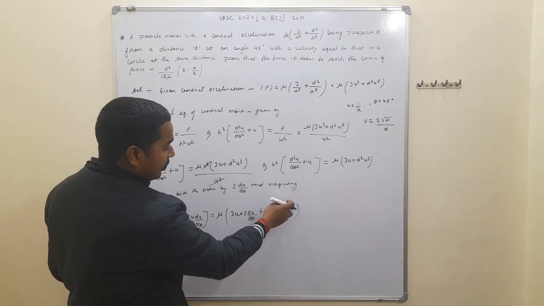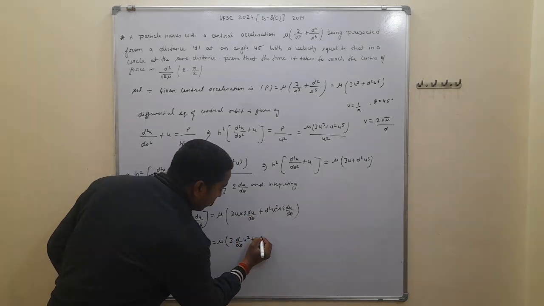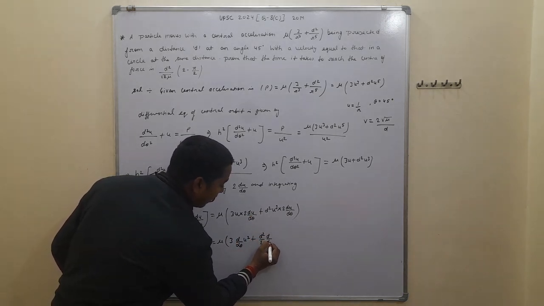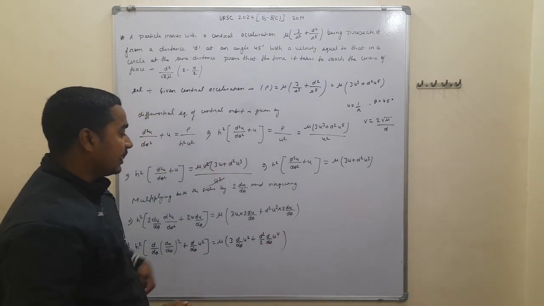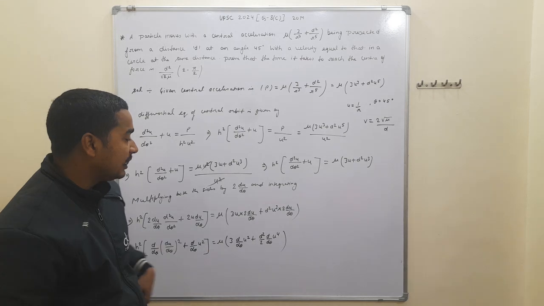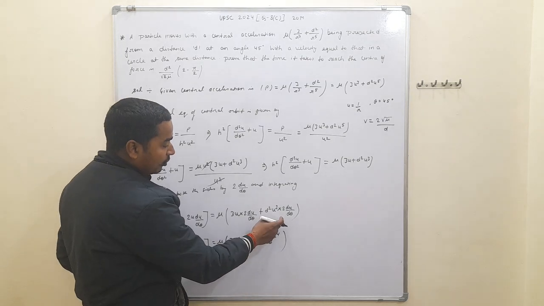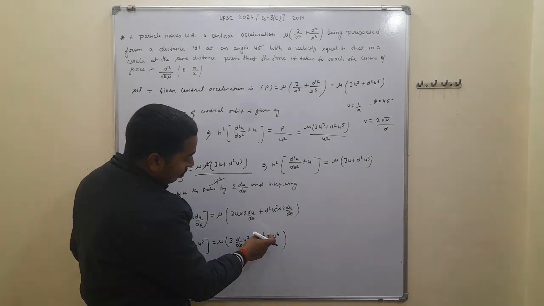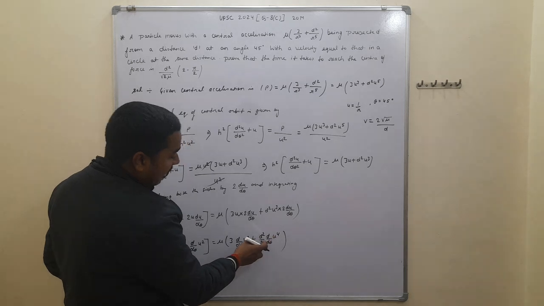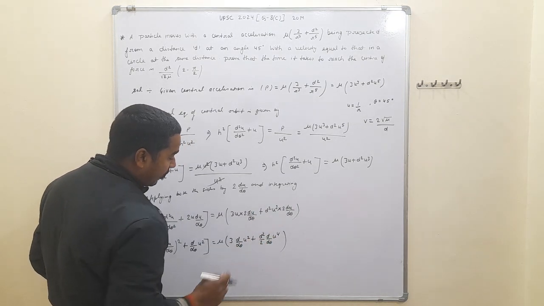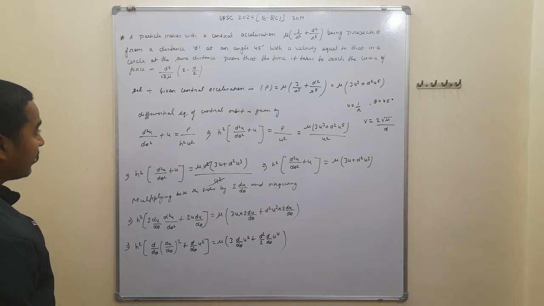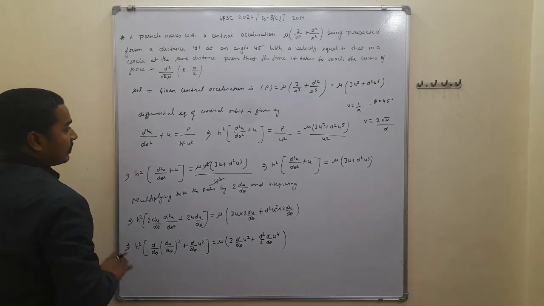Plus, here 2u cube du upon d theta is written as d square upon 2 and d by d theta of u to the power 4. When differentiating u to the power 4 with respect to theta, that is 4u cube du upon d theta, and when dividing by 2, we get 2u cube du upon d theta. And further we can also write, once again.